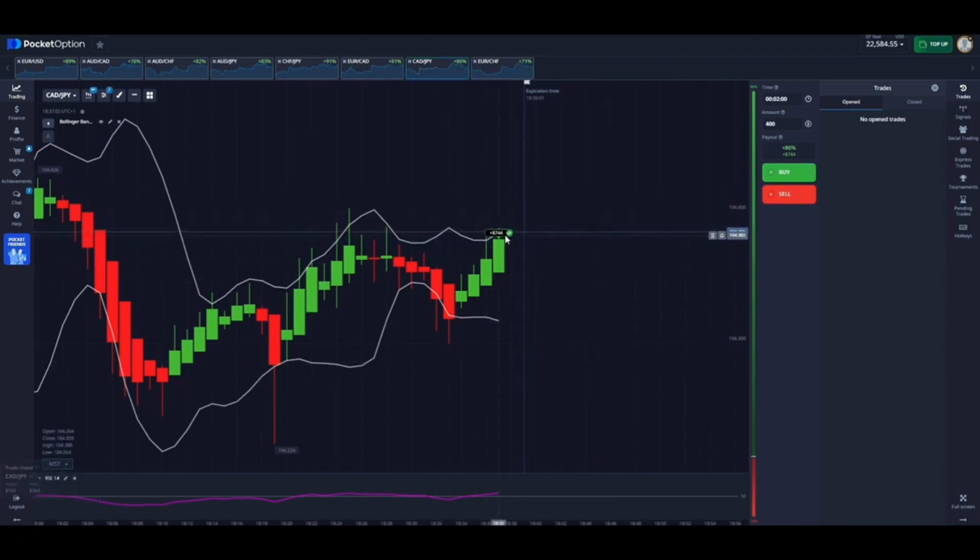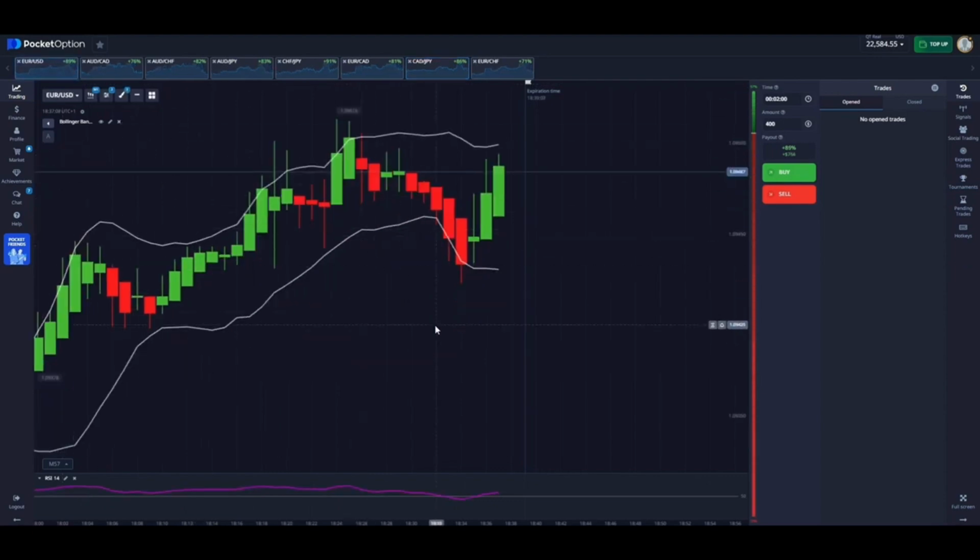Here's the first profitable trade. As you can see, the strategy isn't exactly simple, but it provides reliable signals.